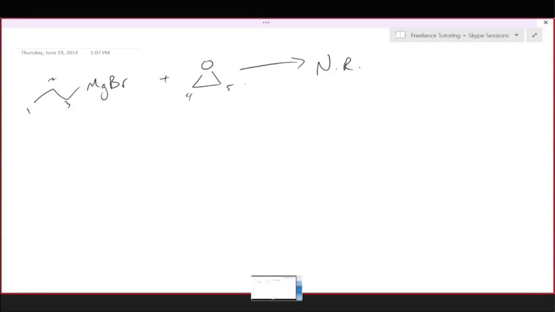Any ring besides a 5- or 6-membered ring has some strain. In particular, 3-membered rings have the most strain. Okay. Because the angles in the ring are very different from what a tetrahedral carbon would normally want to have. That means epoxides have very high strain. I see.